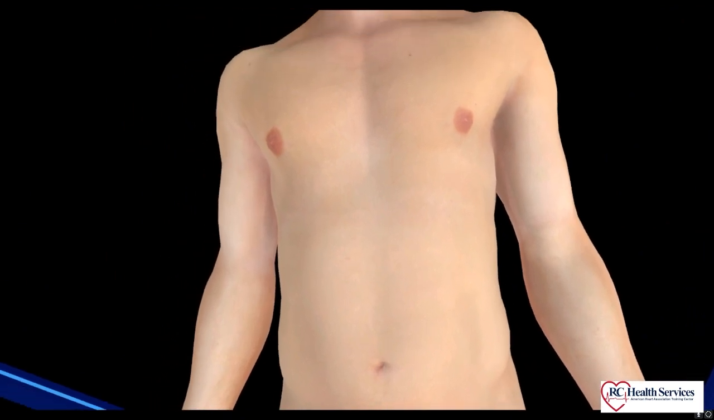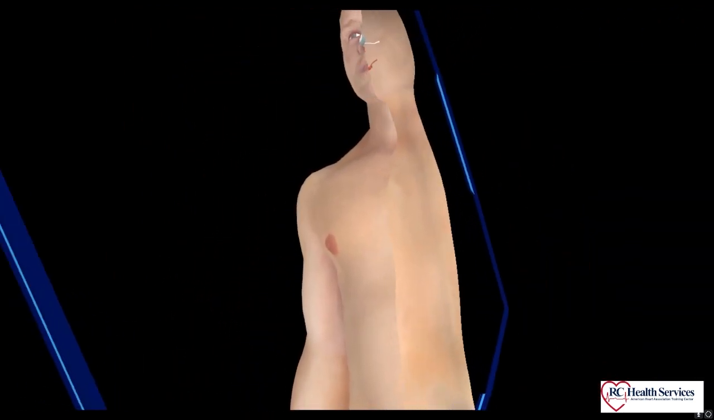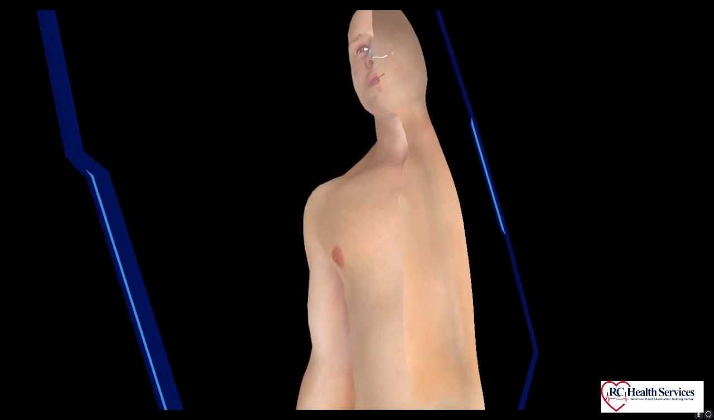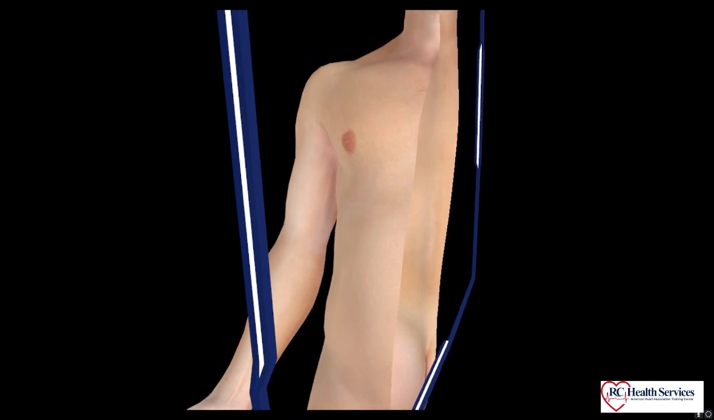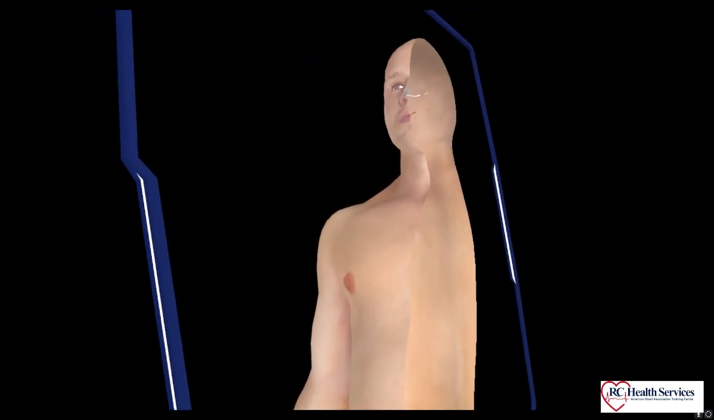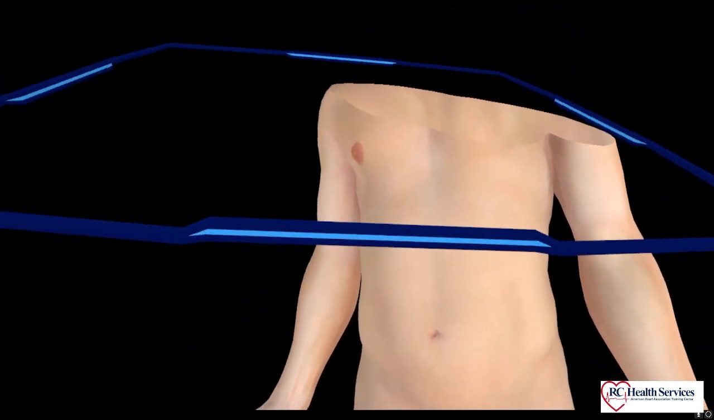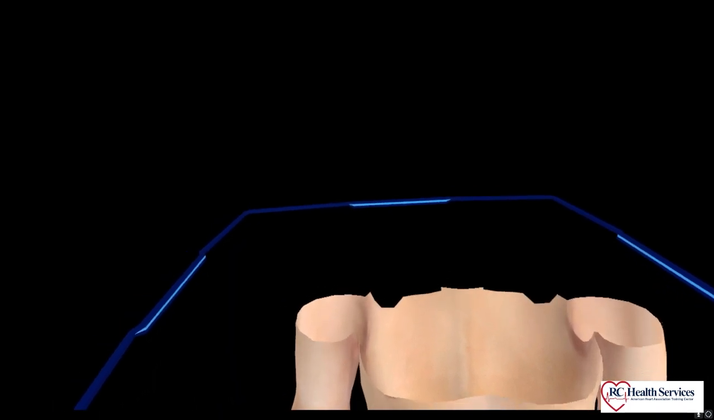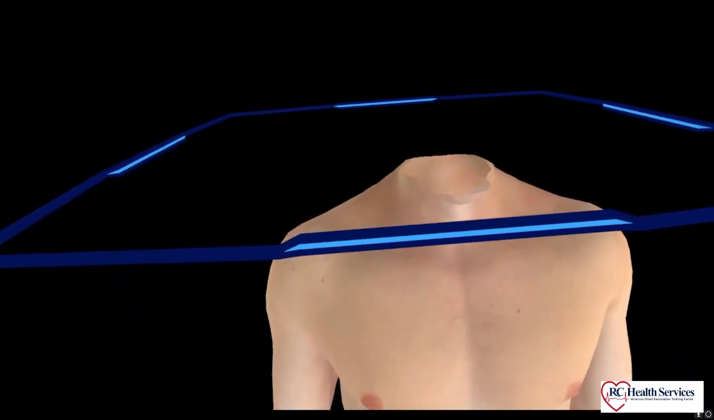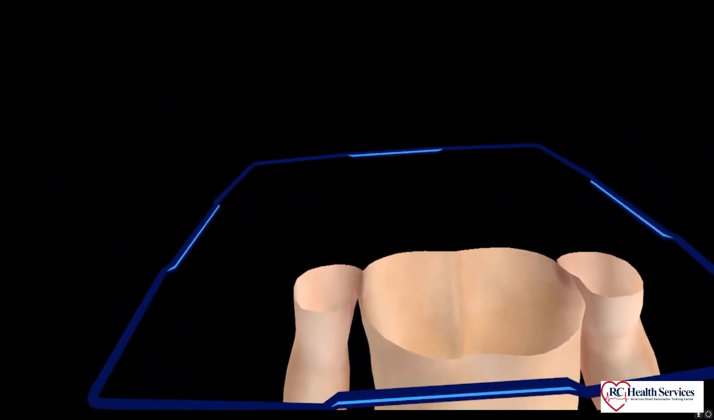Our next plane is going to be the sagittal plane. The difference with this is going to be left and right. So whenever we cut the body in half, it's going to divide into the left and right half of the body. The last plane is going to be the transverse plane. Whenever we use this plane, it's going to cut the body into up and down, or superior and inferior.